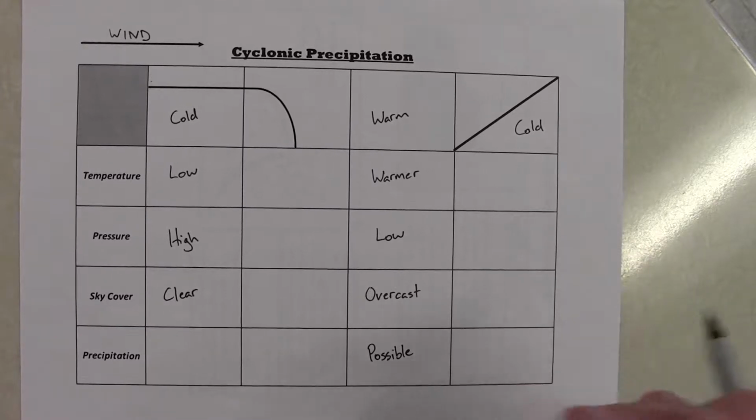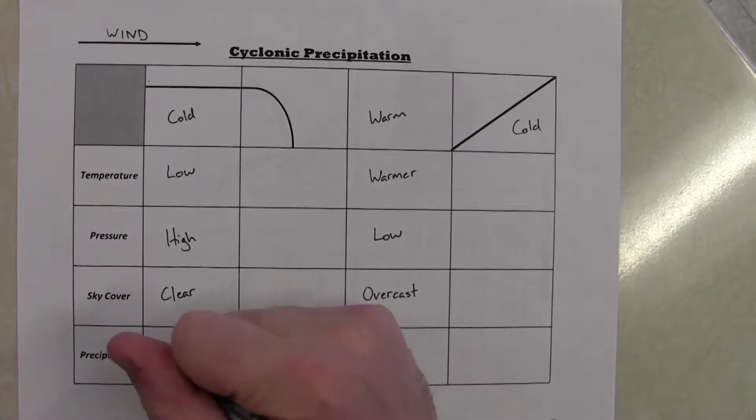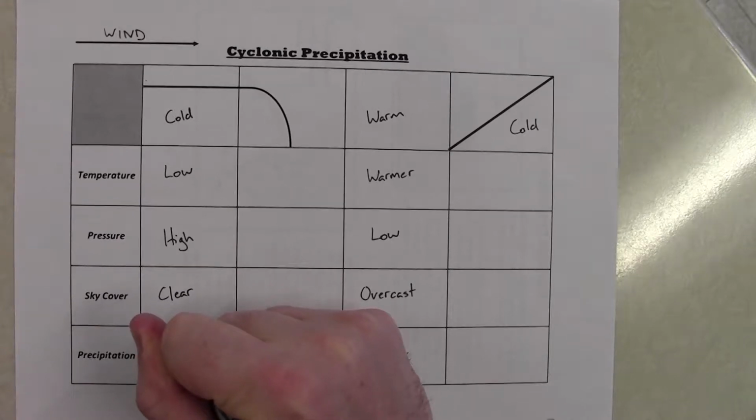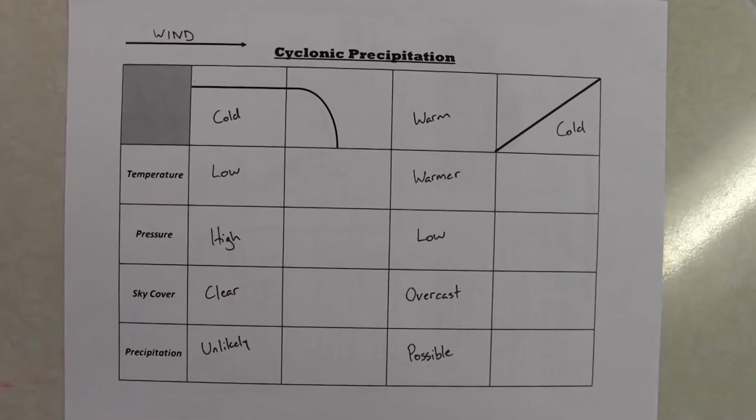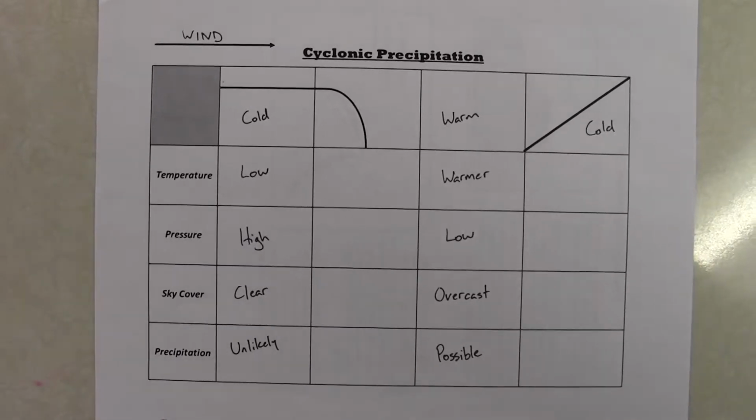Precipitation, when you have a clear sky with minimal clouds, is unlikely. Is it possible? Sure, it's possible if conditions allow for it, but it's not necessarily likely.